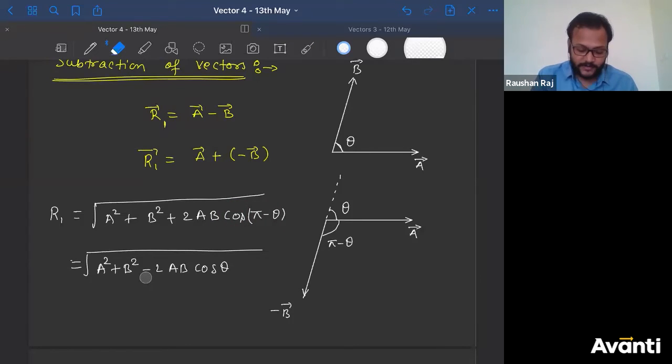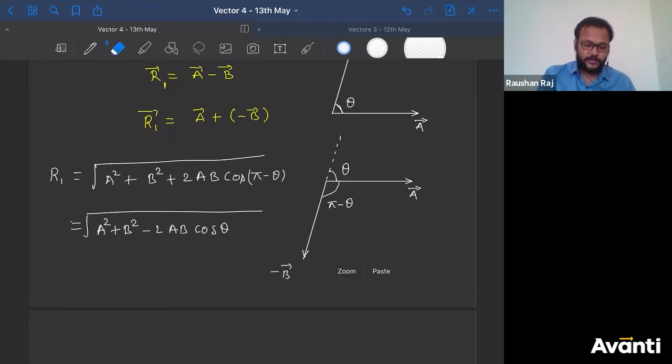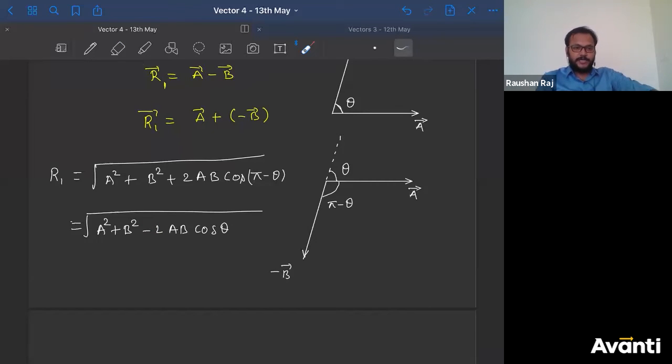So what is the resultant vector? You have to just use a negative sign. Instead of having plus 2ab cos theta, you have to use minus 2ab cos theta. But you have to be very careful. What is this theta? Theta is the angle between A and B, not A and minus B.